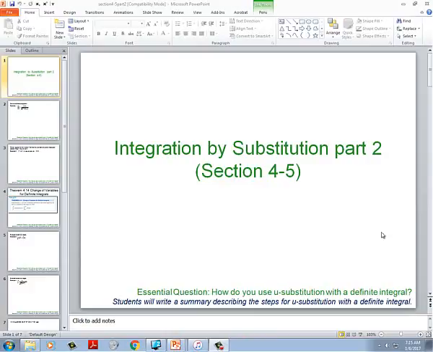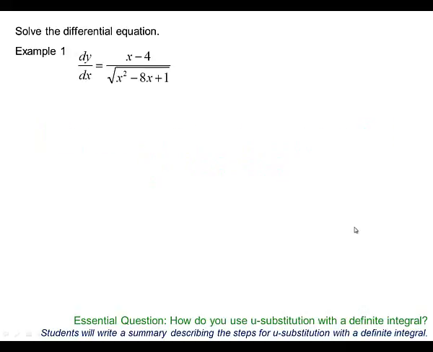Okay, so we're going to talk today about using U-substitution with a definite integral, which works similar, but there's a few little nuances. We're going to do a couple of harder ones first, though, okay? So same thing we did yesterday, but we're going to kick it up a notch here, okay?